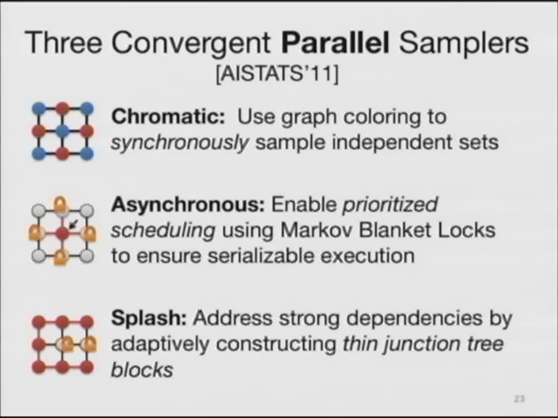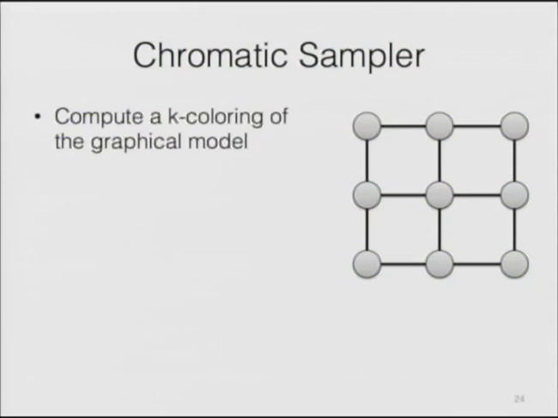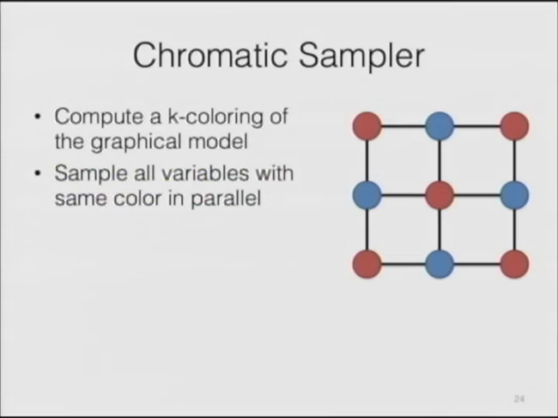So let me quickly go through the chromatic sampler. For the chromatic sampler, I take my graphical model as I had it here. I construct a K coloring of the graphical model. So in this case, it's a two-colorable model. And then I can sample all the variables in the same color in parallel. So I can do this for any Markov random field. I construct the coloring, sample all the variables in the same color in parallel.